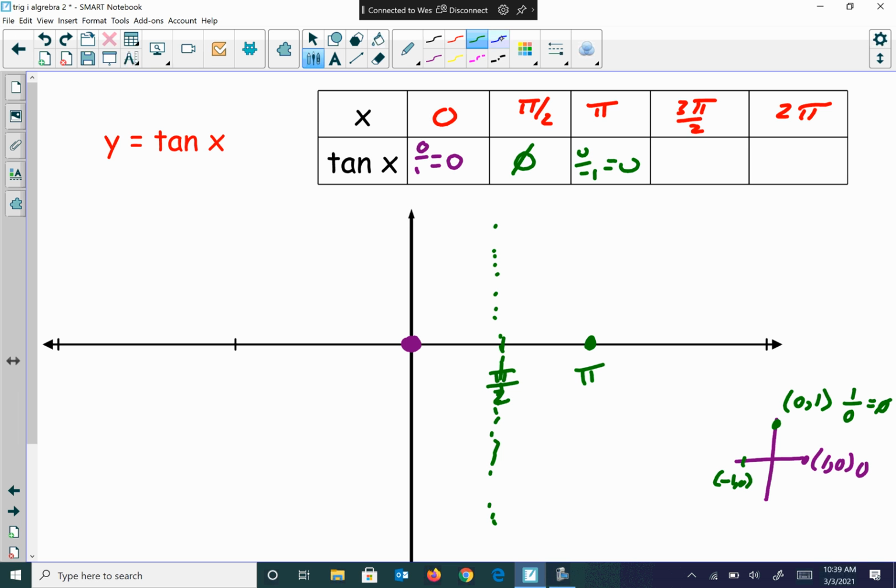Okay? And then I'm going to throw in there 3 pi over 2 right here. 3 pi over 2 is down here, which is 0, negative 1, which becomes 1 divided by 0. This was also 1, or that was 1. That's negative 1 divided by 0, which is undefined. So here we have another asymptote.